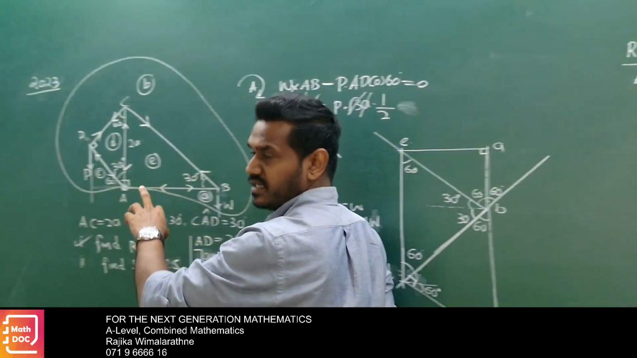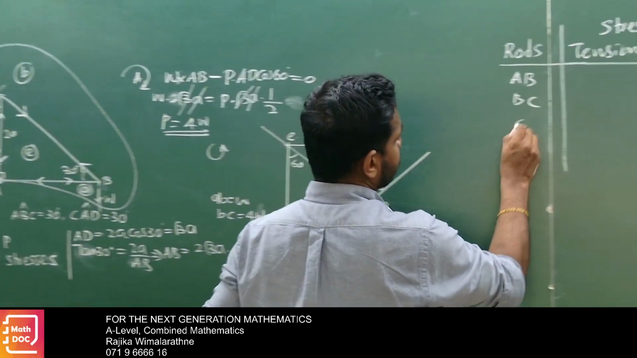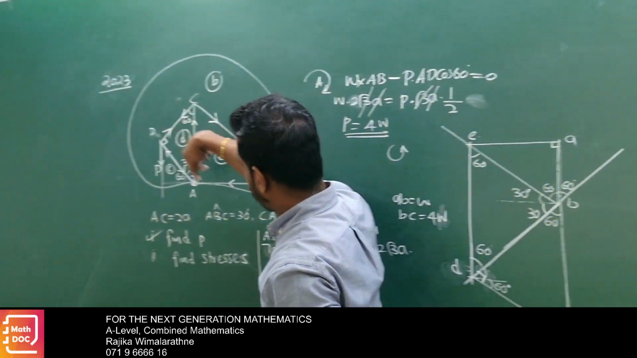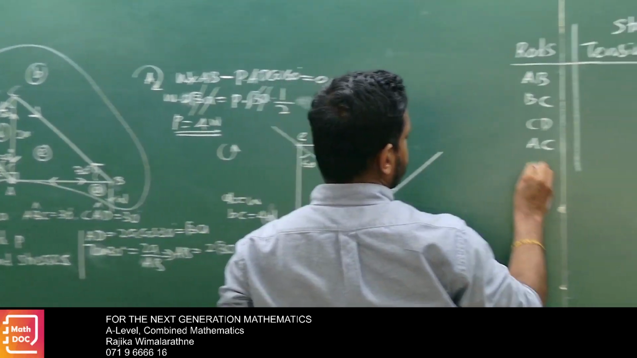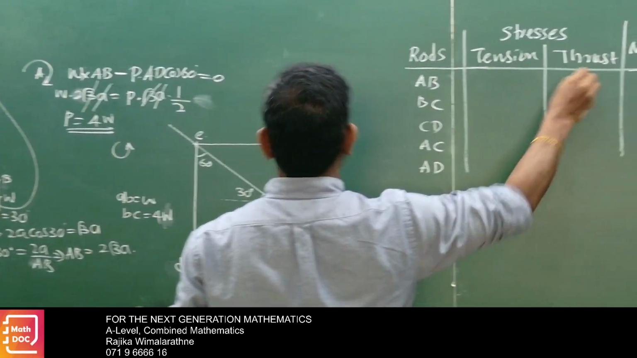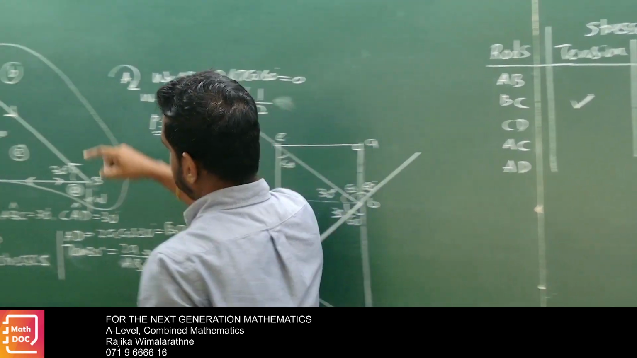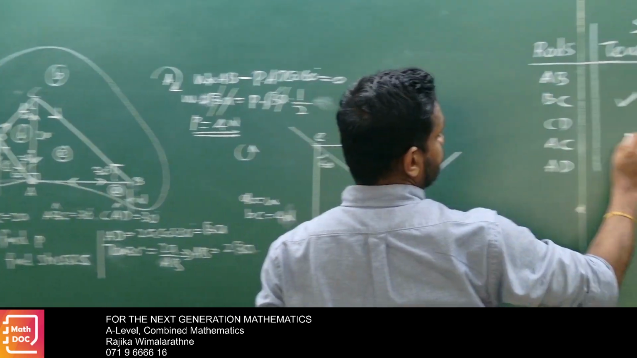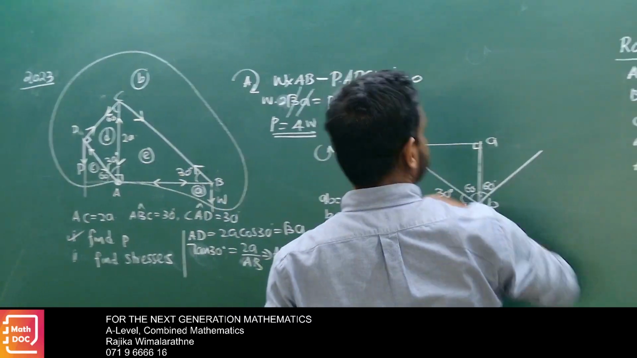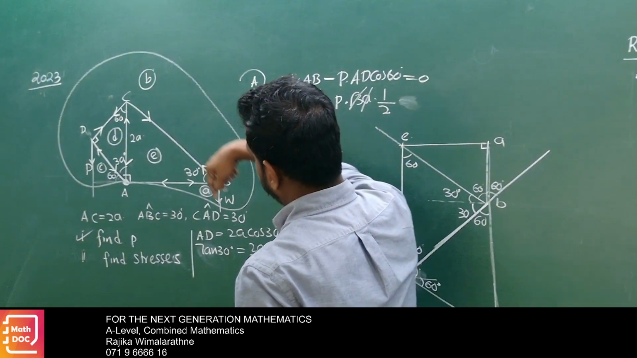Then consider CD, AC. Then consider AD. Then AB thrust, BC tension, CD tension, AC thrust, AD thrust.